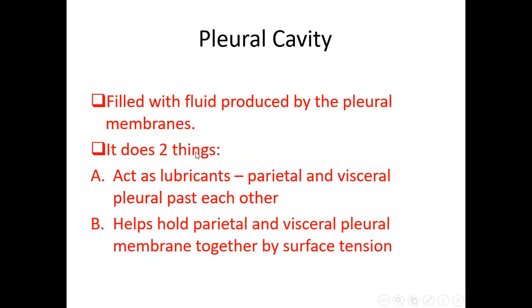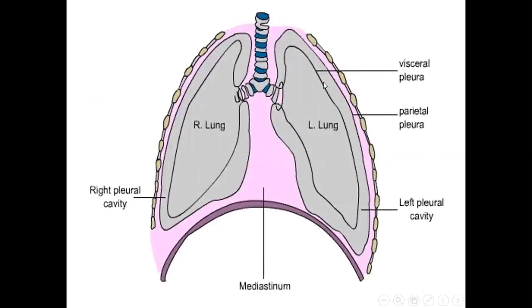It does two functions. Number one, it acts as a lubricant as the parietal and visceral pleura pass each other. Number two, it helps hold the parietal and visceral pleural membranes together by surface tension. You can see the visceral pleura, which is inside, in contact with the lung, and the parietal pleura, which is in contact with the chest cavity or the thoracic cage. In between is a potential space lined with fluid that is called the pleural cavity.